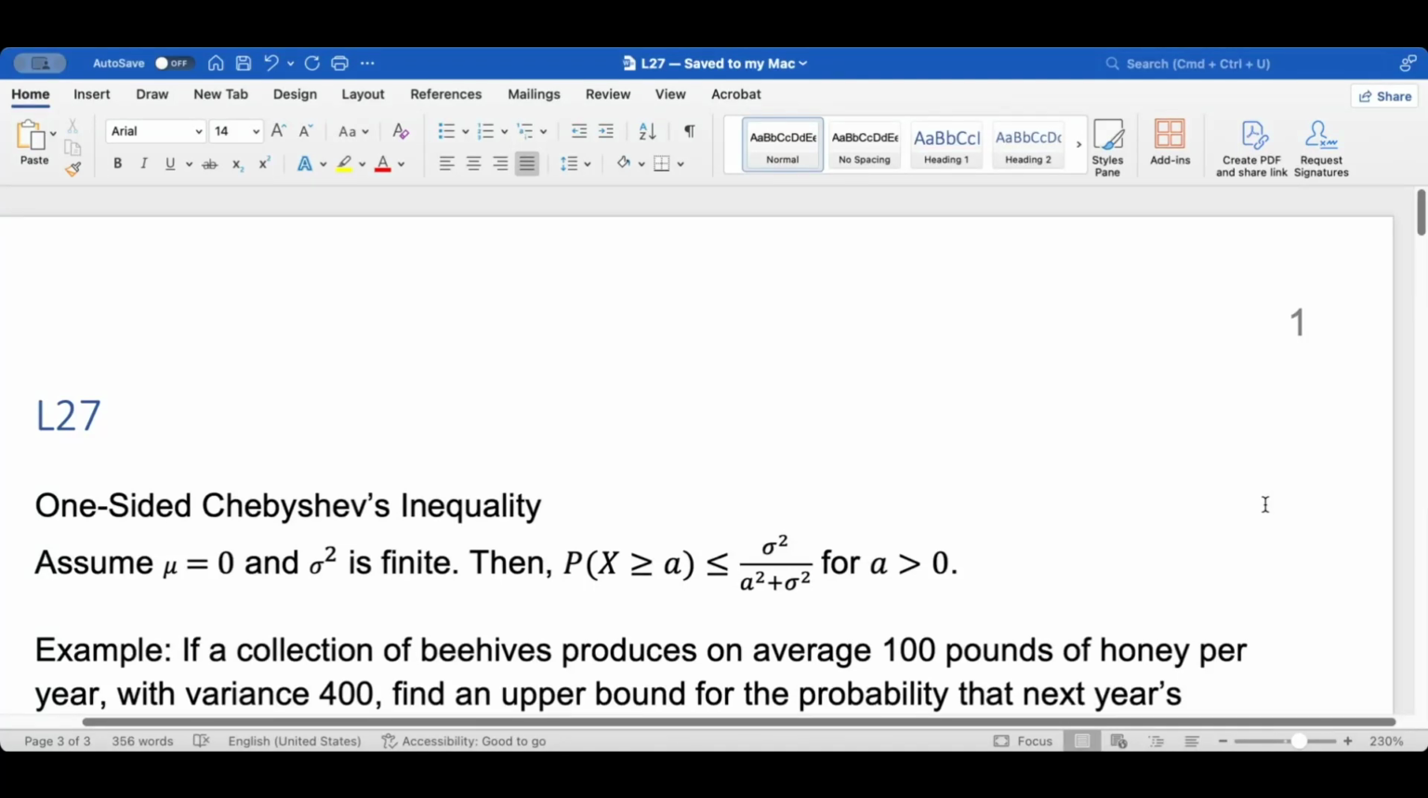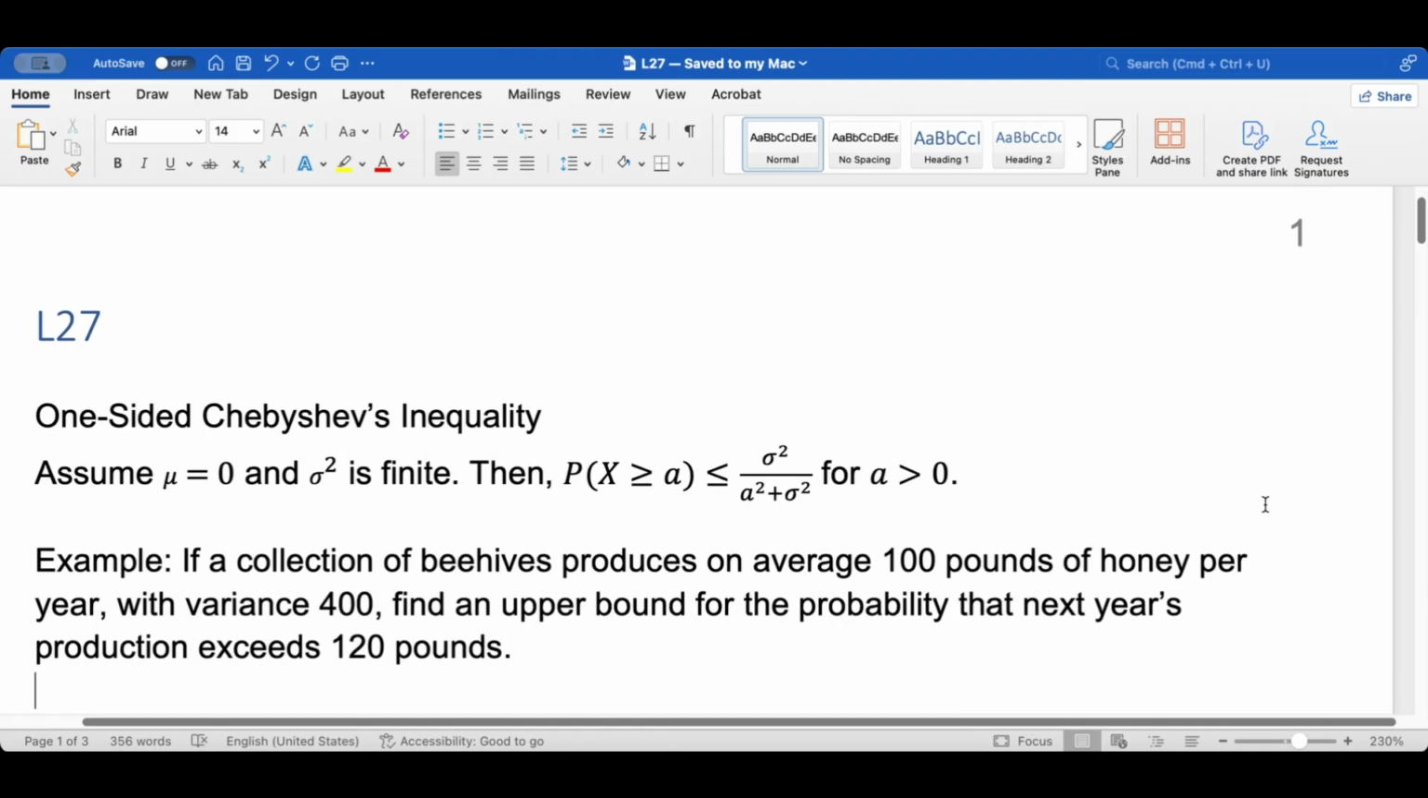In this lesson, we're going to cover one-sided Chebyshev as well as some conditional expectation. So recall the one-sided Chebyshev inequality. We assume the mean of our random variable is 0 and the variance is finite. Then the probability that x is greater than or equal to a is less than or equal to sigma squared over a squared plus sigma squared for a greater than 0.